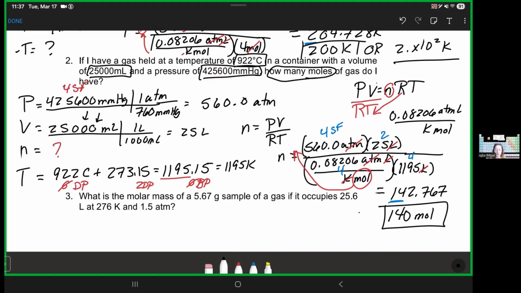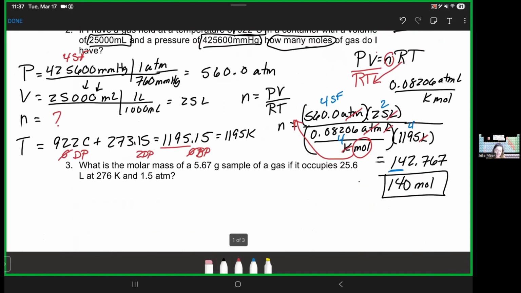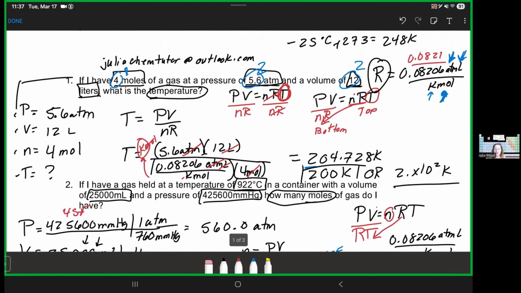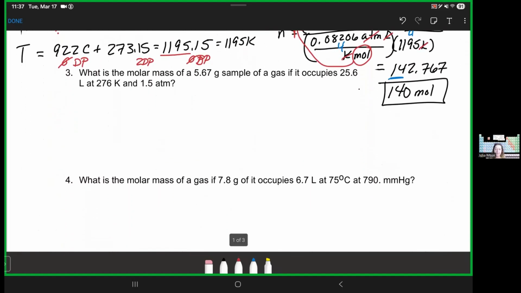Okay. So those are just general ideal gas law problems where you're given the information in the correct units or you're given the information and you have to convert everything.